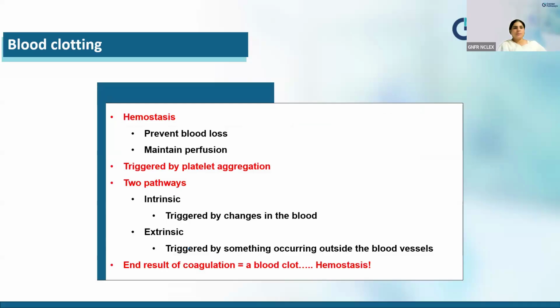So blood clotting. What is blood clotting? Clotting is coagulation, right? So hemostasis is stopping blood. Stasis means stop, hemo means blood, right? So it prevents blood loss. What happens in hemostasis? It prevents blood loss and maintains perfusion, right? Triggered by platelet aggregation, where the platelets come together. Okay, it will trigger that.